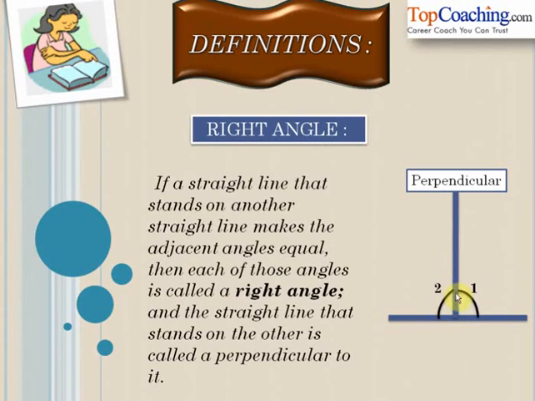So if we have one line and there's another line standing on this line such that the adjacent angles, here angle 1 and angle 2, are equal, then each of these angles is a right angle, and this line which stands on this line is known as the perpendicular. So any line which forms an angle of 90 degrees with another line is the perpendicular to the other line.